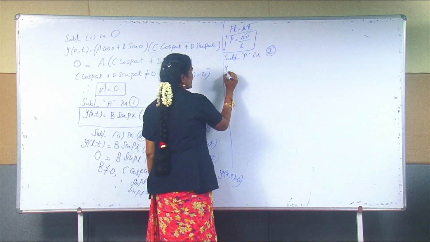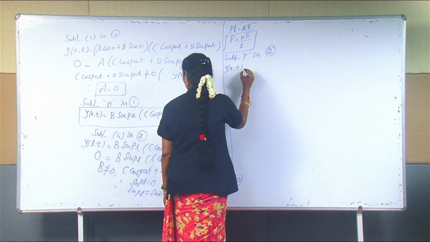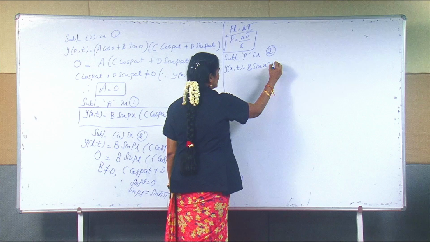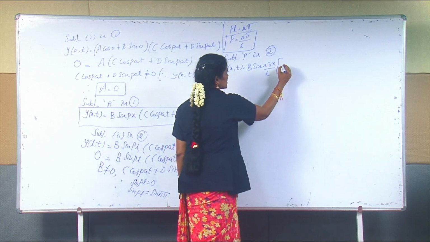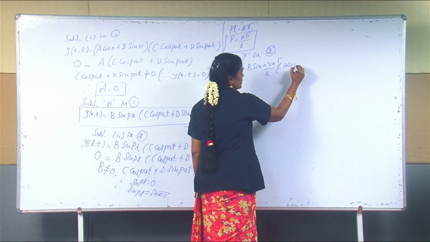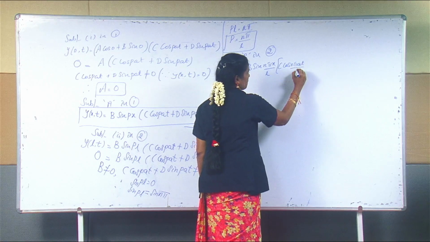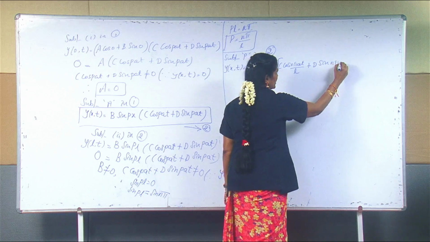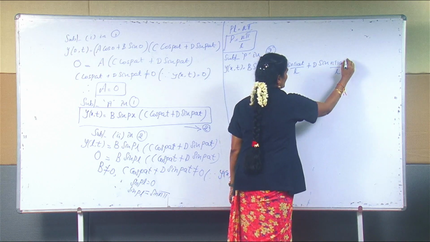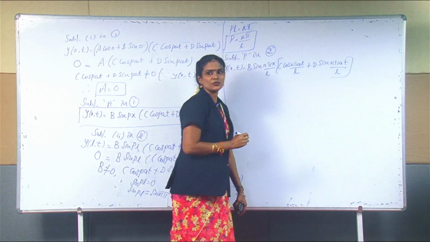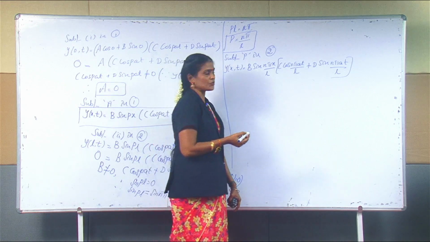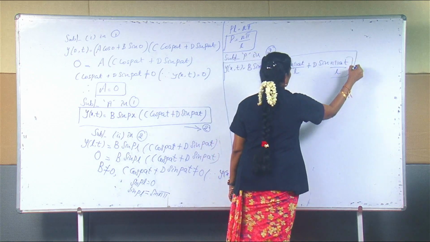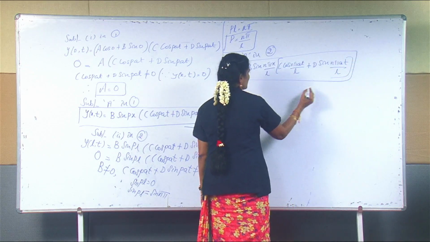So, y(x, t) becomes b sin(n pi x by L) into (c cos(n pi at by L) plus d sin(n pi at by L)). After substituting the p value, you have to take this as our solution. Put it within a box and mark it as equation number 3.